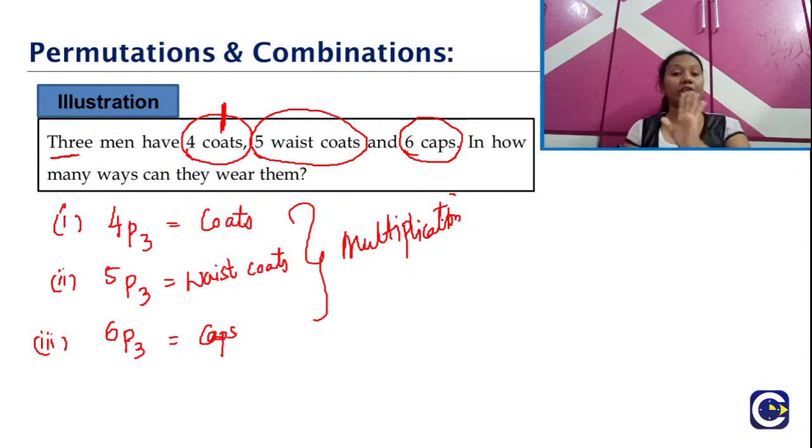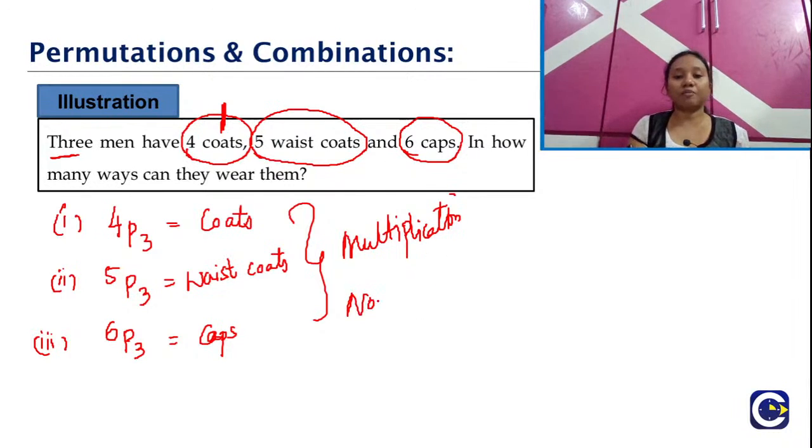So if in the question they have mentioned in how many ways can they wear waistcoats, then it will be alone 5P3 we can say. Right, but here because only one of it is actually wearing, so only one of the experiments is happening, then we can just add it and that will be the answer. But here he mentioned how many ways can they wear all of them. So it will be under the multiplication principle.